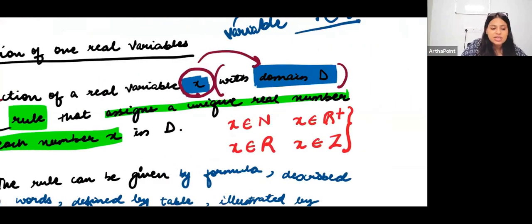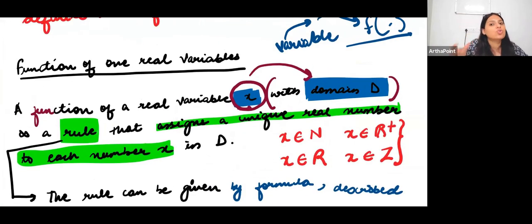So let's read this again. A function is nothing but a rule. It picks up values of x and it assigns a unique number to the value of x. Whatever value of x you pick up, corresponding to that value of x, the f of x thus defined will be unique. It will give you one answer for that.